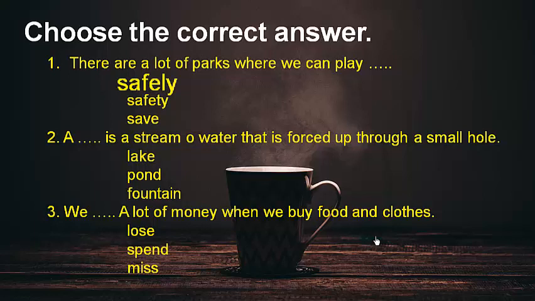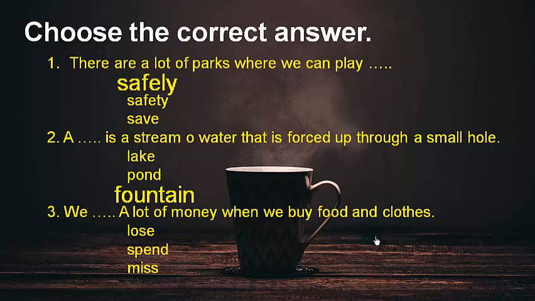All right. Number two, what is a stream of water that is forced up through a small hole? And of course, it is a fountain. So guys, what is the difference between a lake and a pond? Well, a lake is like a big area of water, but a pond is smaller, and it also can be manufactured. It can be made by people.